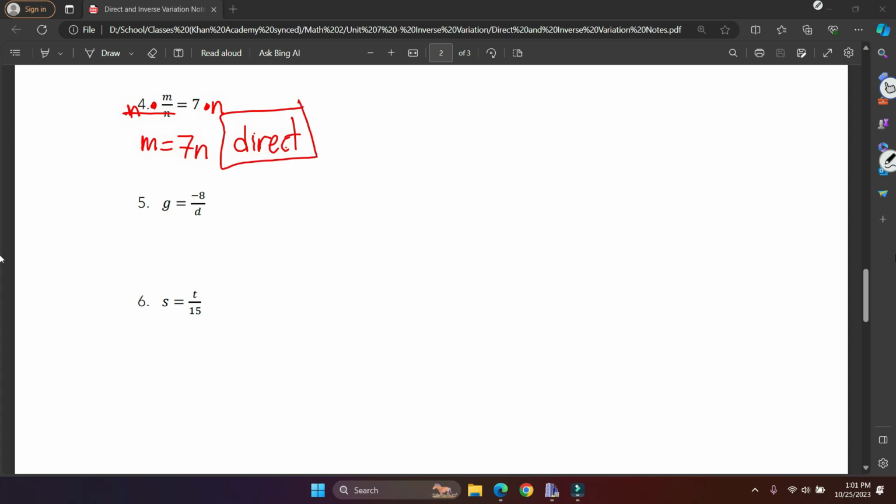Number 5 says g is equal to negative 8 over d. I can rewrite this in the same way that I rewrote number 3. So I can re-express this as negative 8 times 1 over d. And I can see very clearly from there that that is in fact inverse variation.